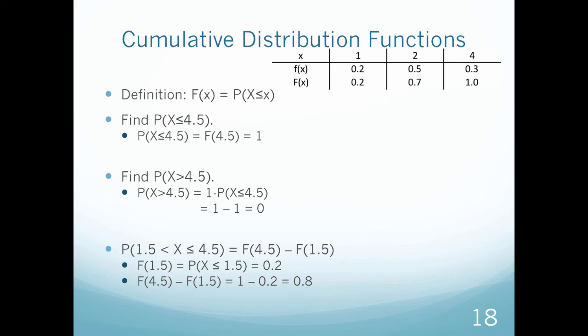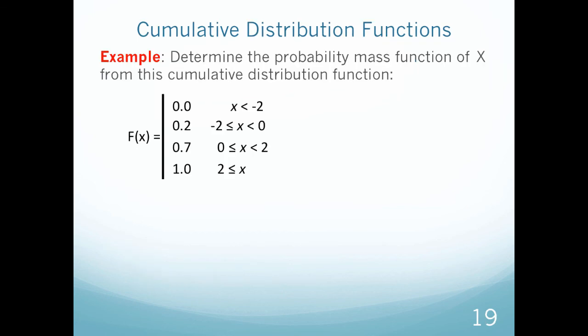Okay, so that's an example on how when we're given a probability distribution function, how to come up with a cumulative distribution function and its corresponding probabilities. Okay, so now let's say determine the probability mass function of x from this cumulative distribution function. So now we're going backwards. We're given the cumulative distribution function and we want to get a probability mass function.